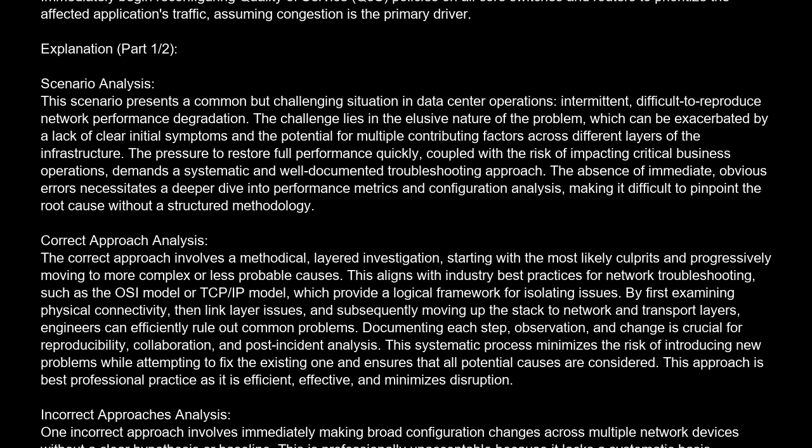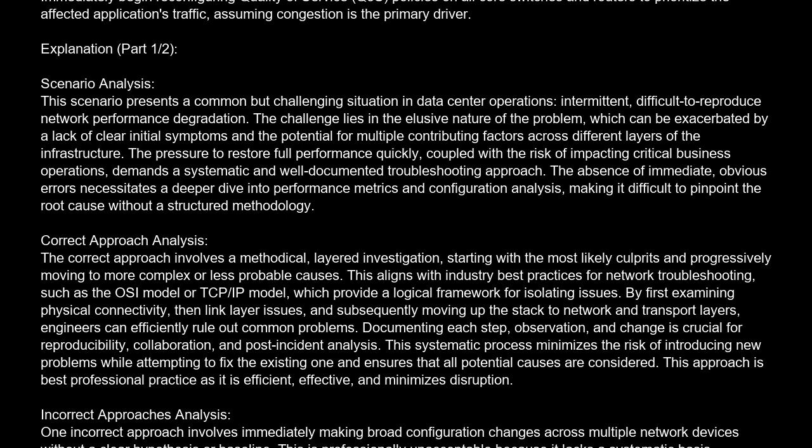Explanation. Scenario analysis. This scenario presents a common but challenging situation in data center operations: intermittent, difficult to reproduce network performance degradation. The challenge lies in the elusive nature of the problem, which can be exacerbated by a lack of clear initial symptoms and the potential for multiple contributing factors across different layers of the infrastructure. The pressure to restore full performance quickly, coupled with the risk of impacting critical business operations, demands a systematic and well-documented troubleshooting approach. The absence of immediate, obvious errors necessitates a deeper dive into performance metrics and configuration analysis, making it difficult to pinpoint the root cause without a structured methodology.